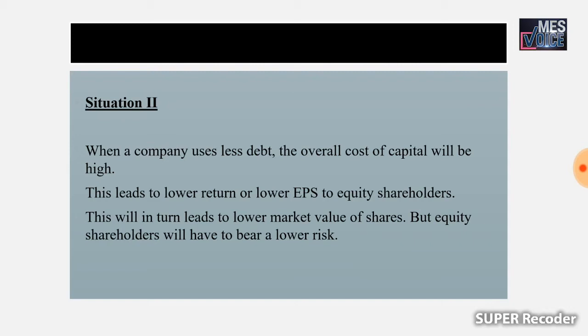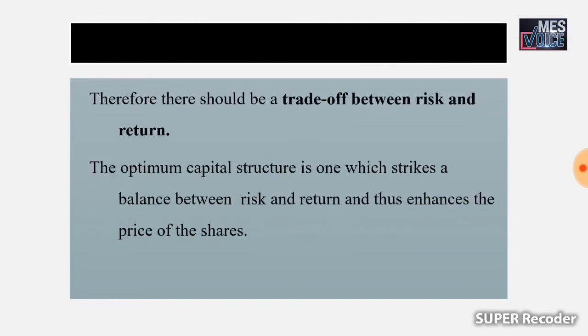So, what can be concluded from this? There should be a trade-off or balance between risk and return. The optimum capital structure is the one at which there is a balance between risk and return, that is, enhancing the price of the equity shares.